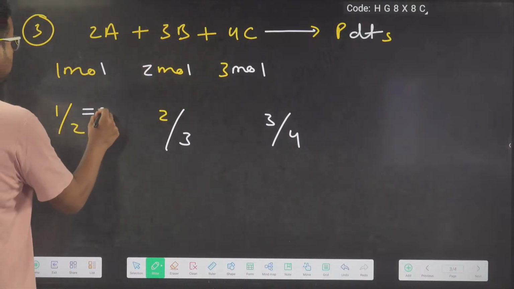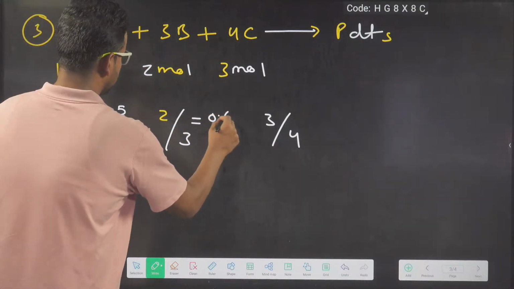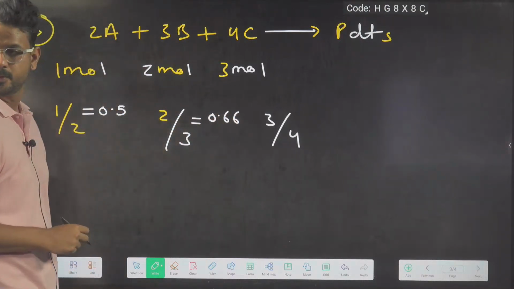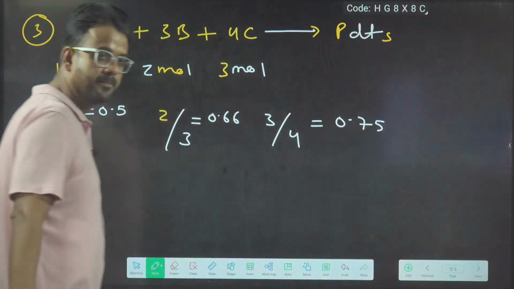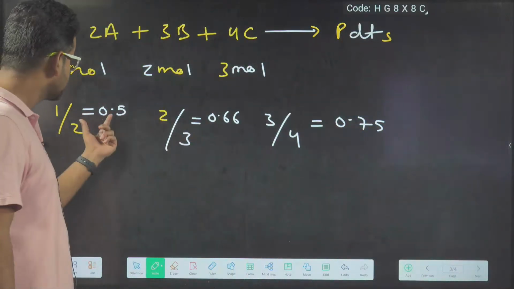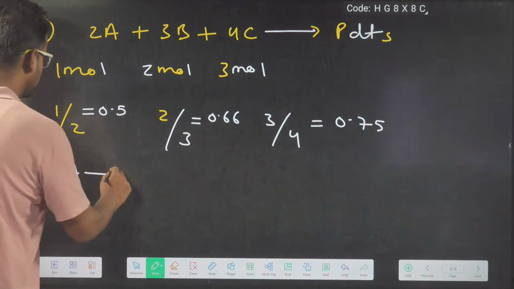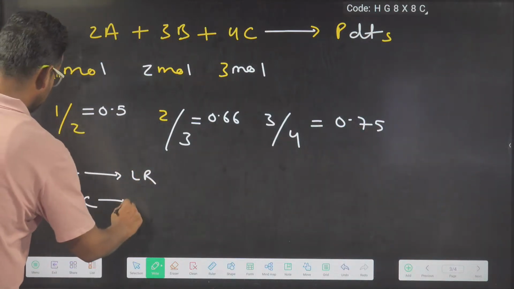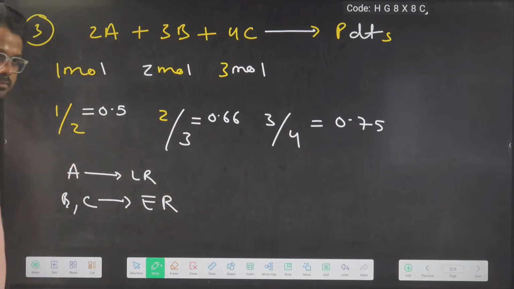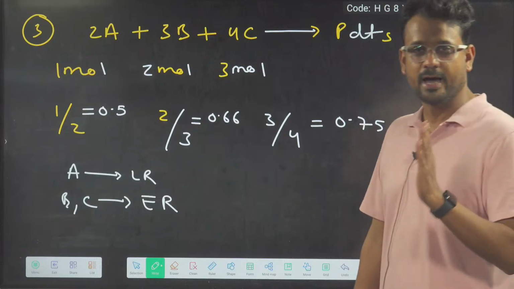1 by 2, 0.5. 2 by 3, 0.66. 3 by 4, 0.75. So out of these three numbers, which is smallest? 0.5 is smallest. So what will be our answer? A limiting, B comma C excess. With sure shot guarantee we can say.